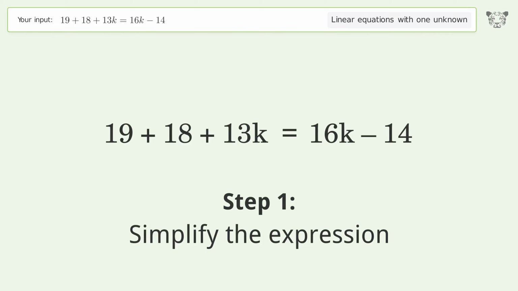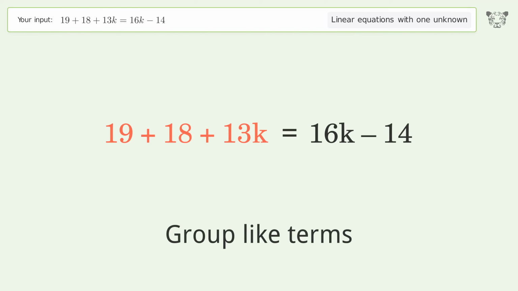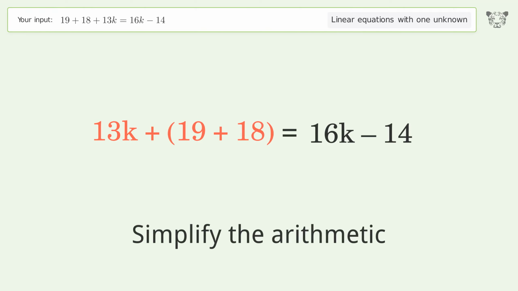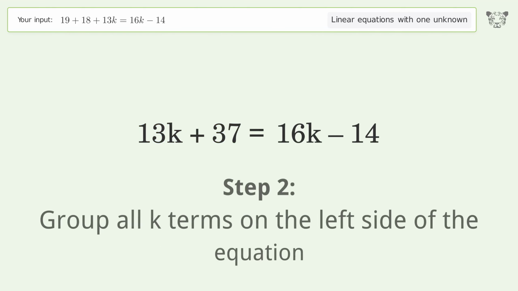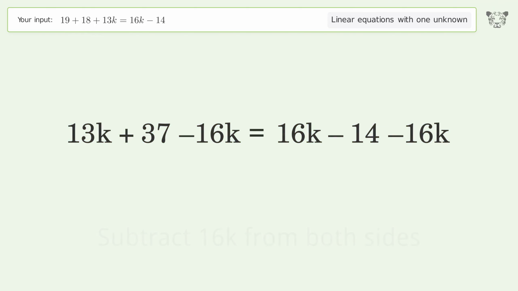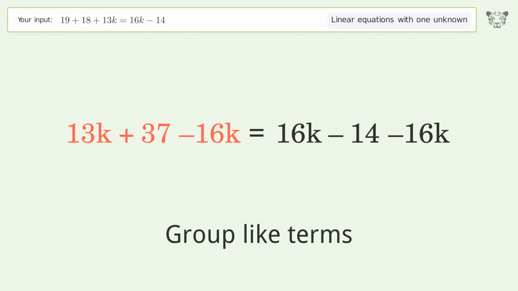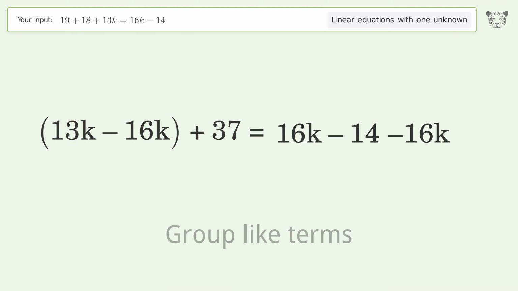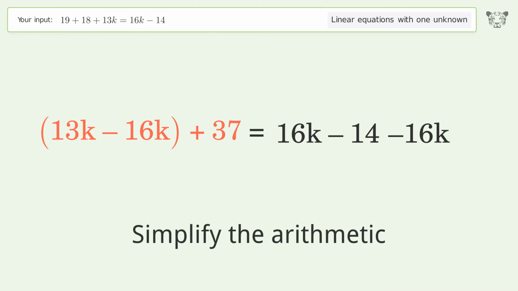Simplify the expression. Group like terms. Simplify the arithmetic. Group all k terms on the left side of the equation. Subtract 16k from both sides. Group like terms. Simplify the arithmetic.